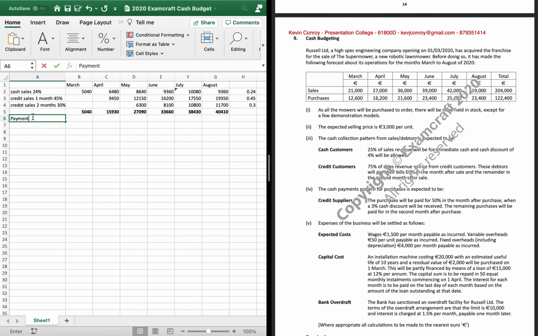All right, so I move on then to my payments. What have we got? We've got our purchases, so we'll read what's happening with our purchases. The purchases will be paid for 50% in the month after purchase when there's a cash discount. So we've got credit 1 month, and there's a cash discount of 3%. So it's 97% of 50%, which will be 1.5% taken away. So 0.485 or 48.5% is going to be the number I'm going to work off. The remainder is in the second month after purchase, so 50% is 2 months after.